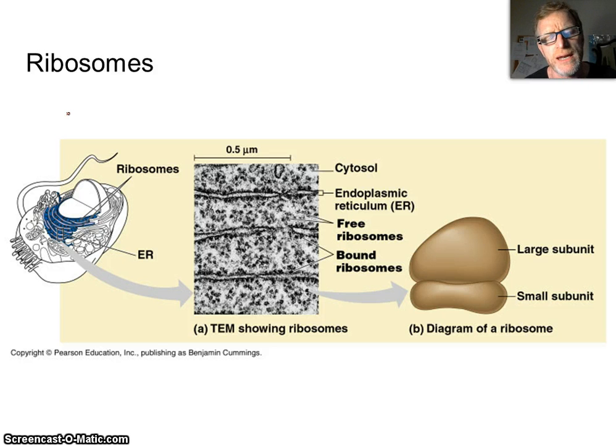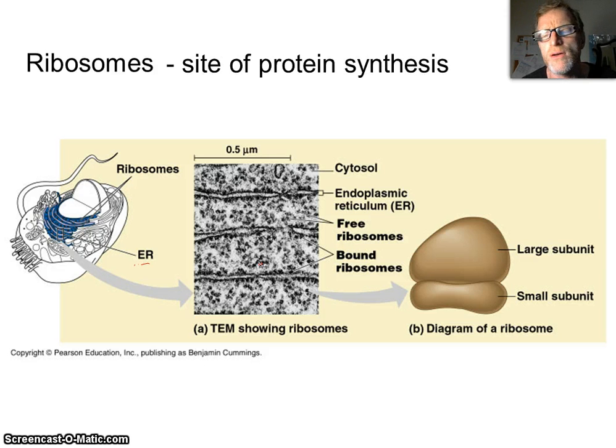Ribosomes are located outside the nucleus. You can see some of them are here on this structure called the endoplasmic reticulum. There they are. They're called bound ribosomes. Some are just free floating in the cytoplasm. They're called free ribosomes. And ribosomes, you may remember from biology, are the sites of protein synthesis. So the DNA makes a copy of itself called mRNA. The mRNA gets moved out to the ribosome, where it gets translated into a protein. So ribosomes are where that protein synthesis occurs.